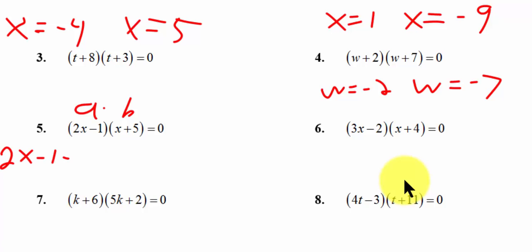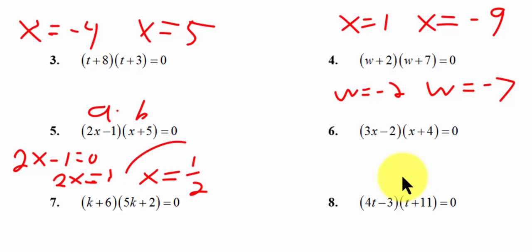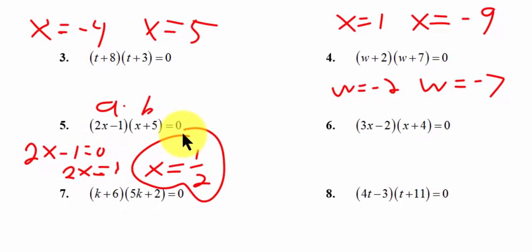So 2x minus 1, if I set that equal to 0 and solve for x, you end up with 2x equals 1. Then if we divide everything by 2, you end up with x equals 1/2. So 1/2 is one of my solutions. If I place this 1/2 in for x, 2 times 1/2 is 1, and 1 minus 1 gives me 0. So x equals 1/2 is one of my solutions. If I put in 1/2 here and here, I'm going to get 0.